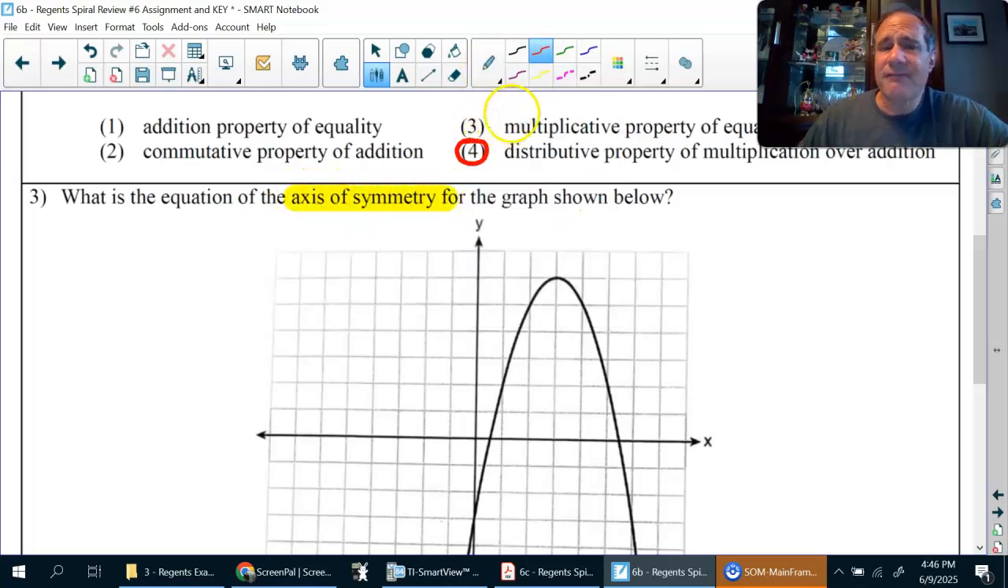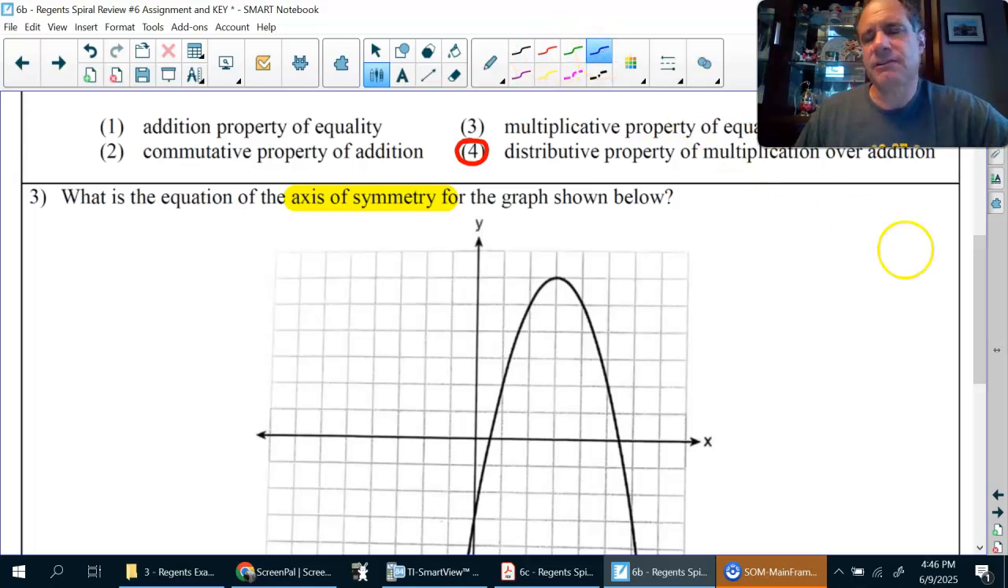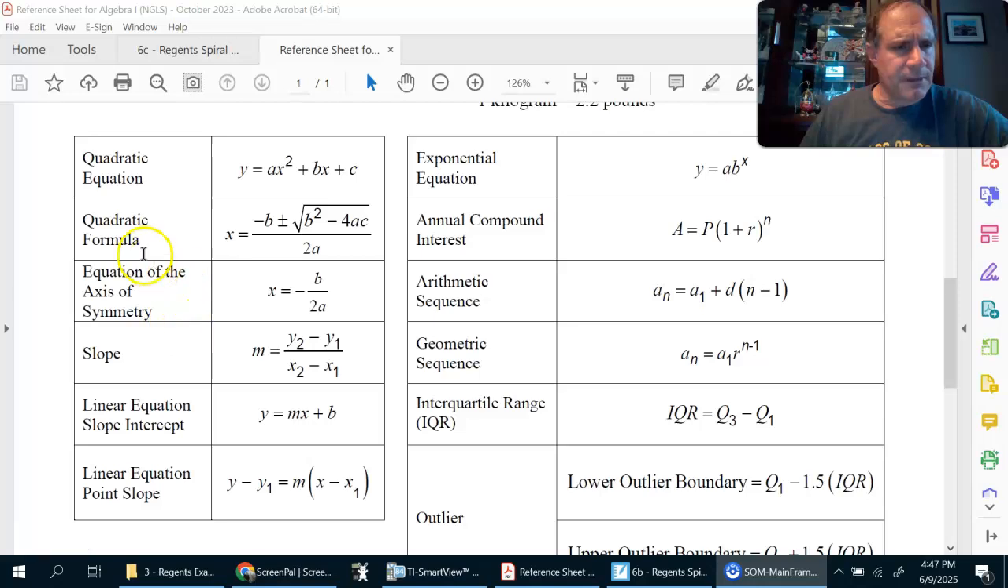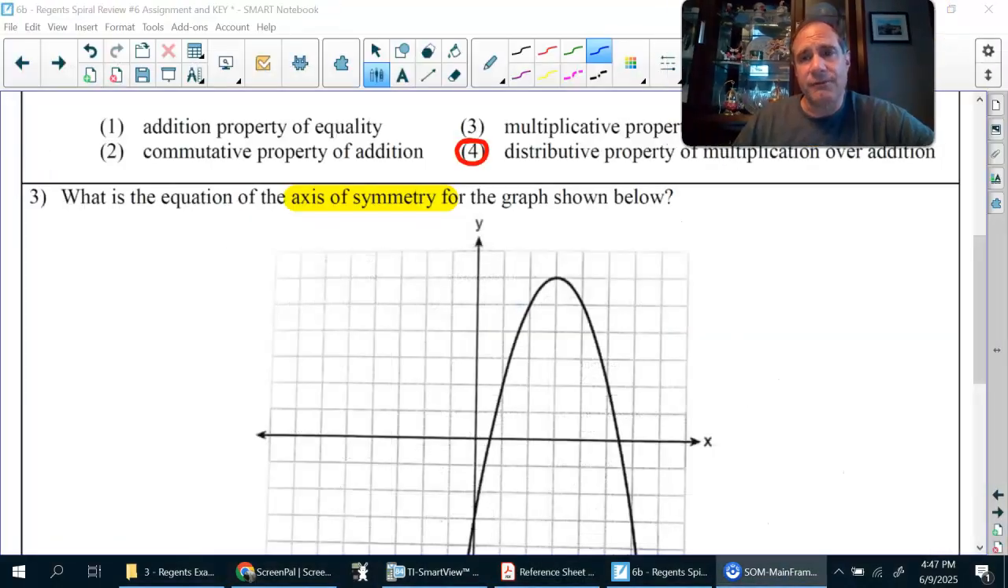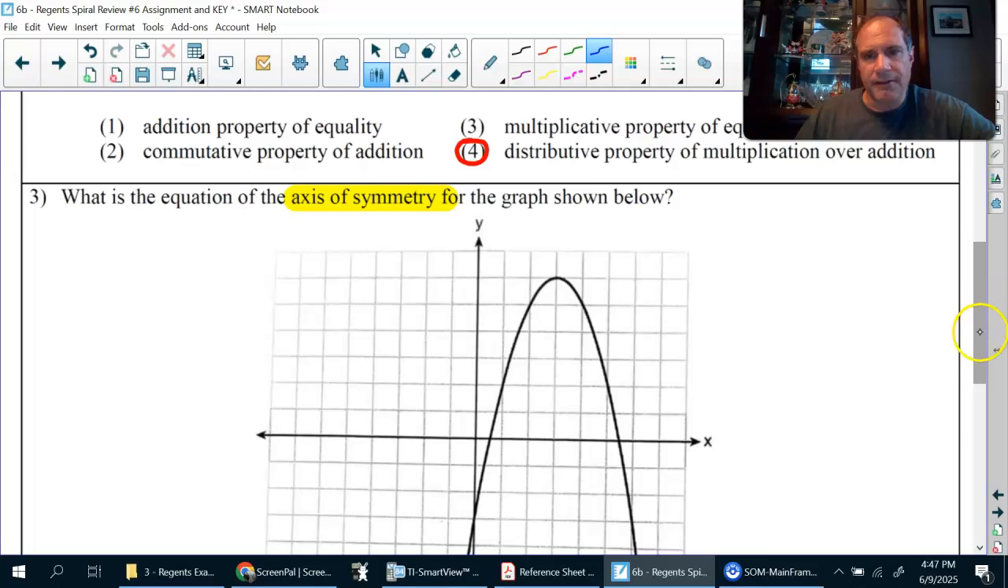What is the axis of symmetry for the graph shown? So we don't have any numbers here, but the axis of symmetry does have a formula on the reference sheet. And the reference sheet right here is right here. The equation of the axis of symmetry is x equals negative b over 2a. So if you did have a quadratic that was given, you would definitely use this formula if need be, without a graph. But now they give you a graph and nothing else.